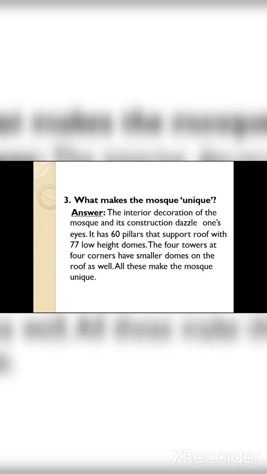Question number 3. What makes the mosque unique? The interior decoration of the mosque and its construction dazzle one's eyes. It has 60 pillars that support the roof with 77 low-height domes. The 4 towers at 4 corners have smaller domes on the roof as well. All these make the mosque unique.